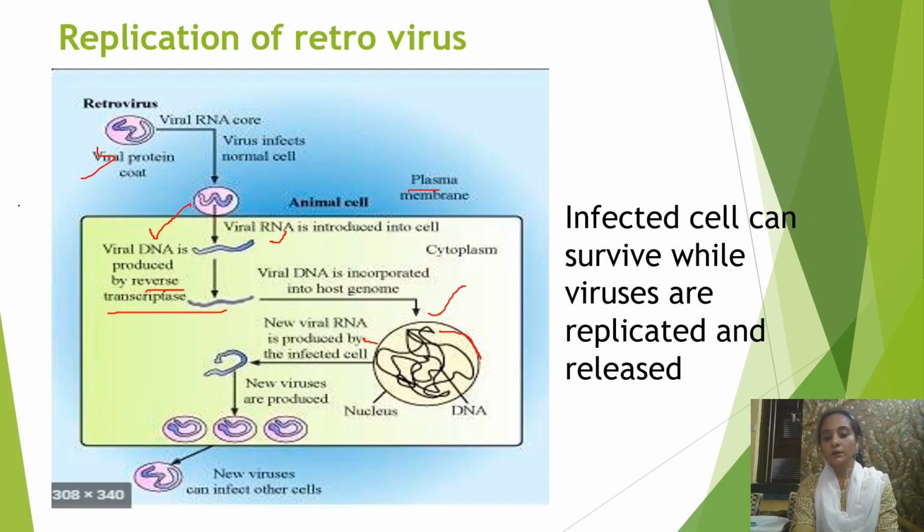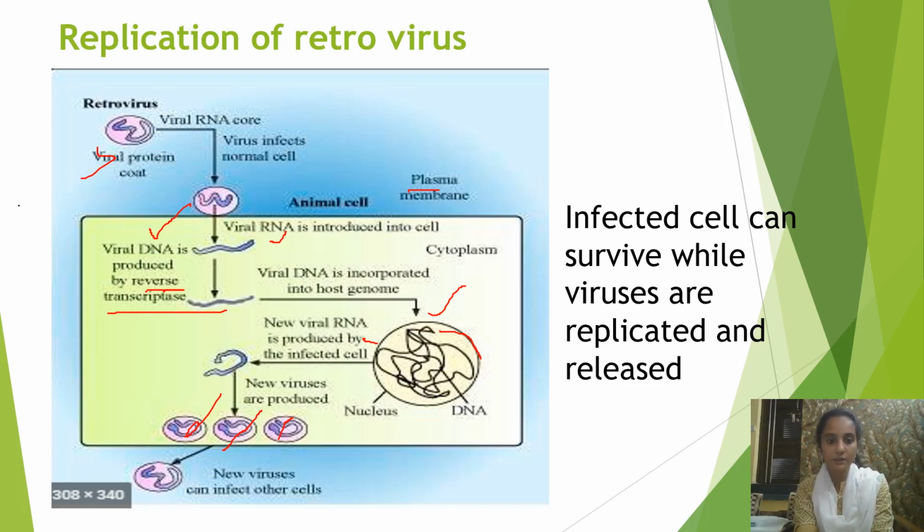Here I have written that infected cells can survive while these viruses are replicated. You can see many viruses have been formed here, many have been formed here, this one, then this one, many viruses have been formed here. So they are replicated, and finally what will happen after their replication? They will be released and they can infect another host organism. So this is the method of replication of the retrovirus.